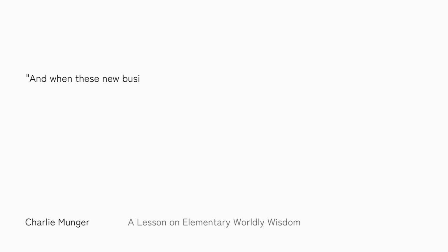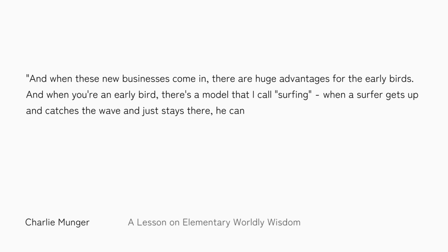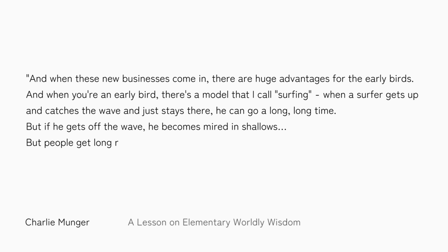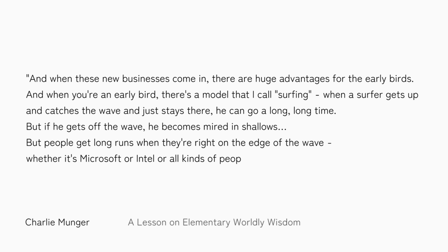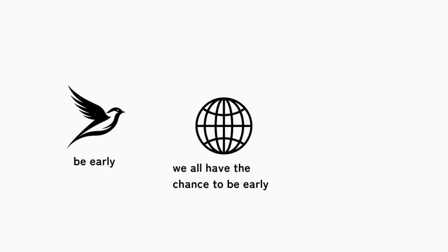And when these new businesses come in, there are huge advantages for the early birds. And when you are an early bird, there's a model that I call surfing. When a surfer gets up and catches a wave and just stays there, he can go a long, long time. But if he gets off the wave, he becomes mired in shallows. But people get long runs when they are right on the edge of the wave. Whether it's Microsoft or Intel or all kinds of people, one way to stay on the wave is to be an early bird. People who move to Silicon Valley to stay at the forefront of technology are, in my opinion, exactly those. So, through the internet, we all got the possibility to stay on the wave. What is needed for adaptation? Continuous learning.